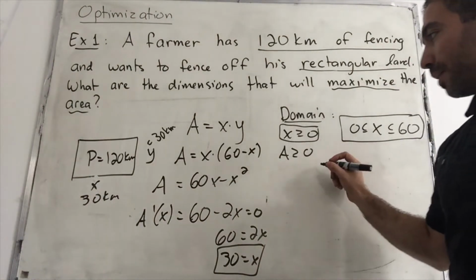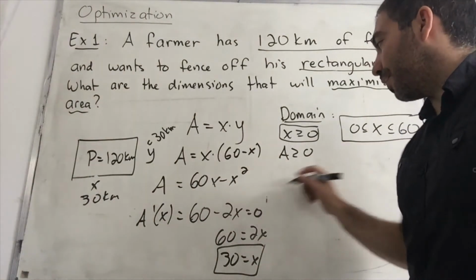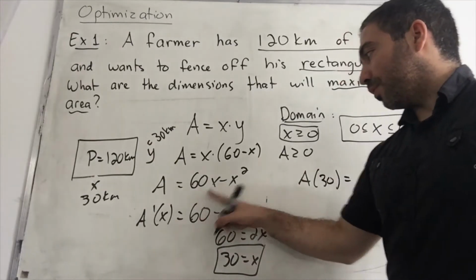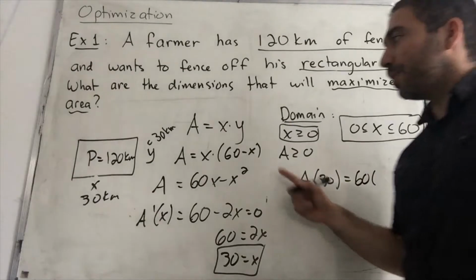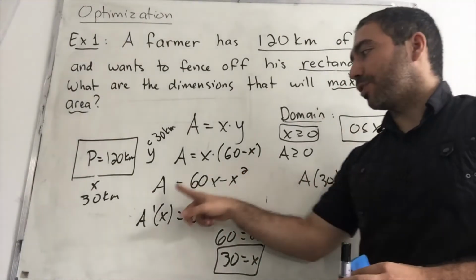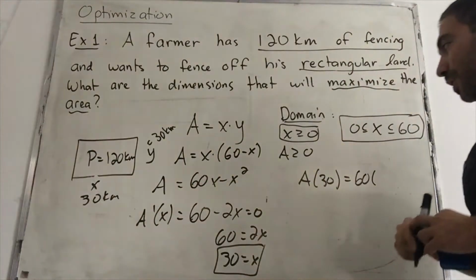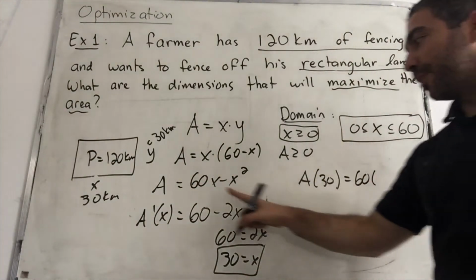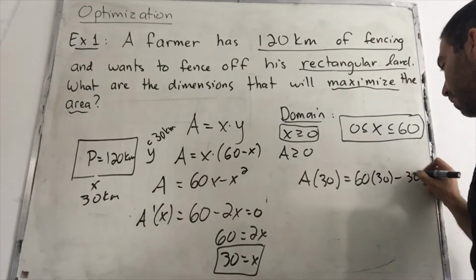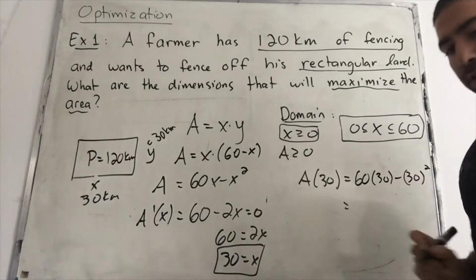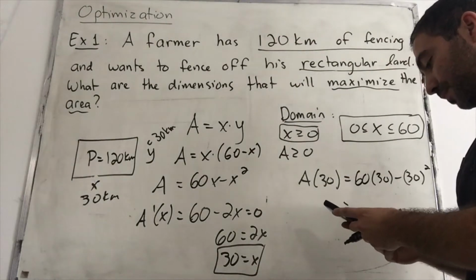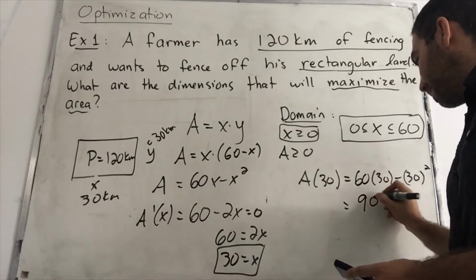And we know that the area, if we plug this into the area, remember, we're using the closed interval theorem here, or the extreme value theorem, so we're plugging it back into the original function, not the derivative, okay? Because it's on a closed interval. So if we plug in 30 into the area formula, we get 60 times 30 minus 30 squared. This gives us, let me use a calculator, 900. Okay.